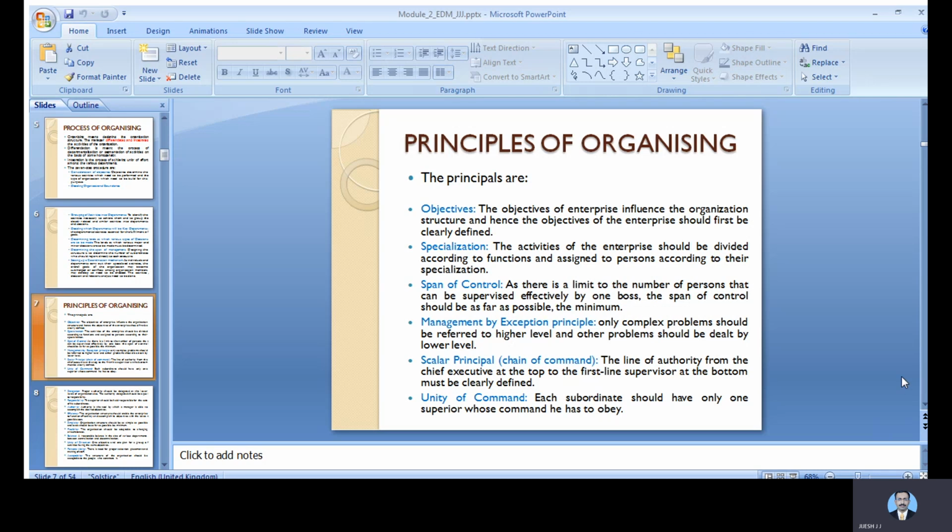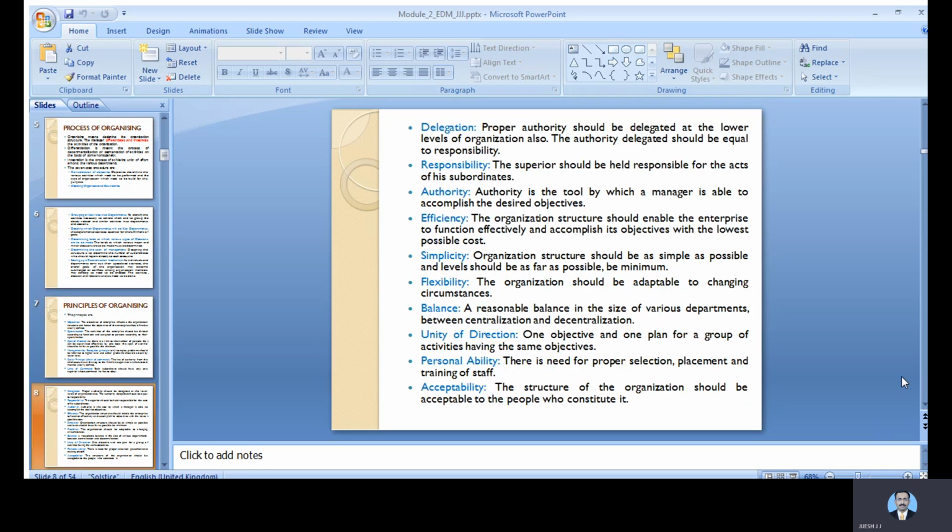And you have unity of command. Each subordinate should have only one superior who commands, and he has to obey that. It is very important that any set of people should have only one boss, or you can say one leader who can guide them, motivate them, and whose decisions have value for them. So all those things have to be taken care of. That is unity of command.